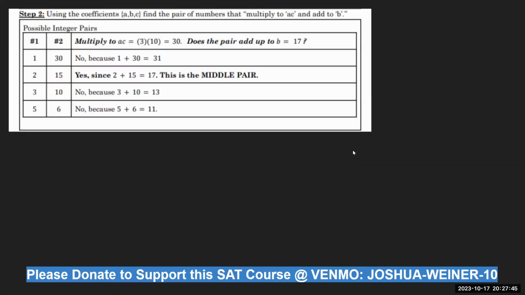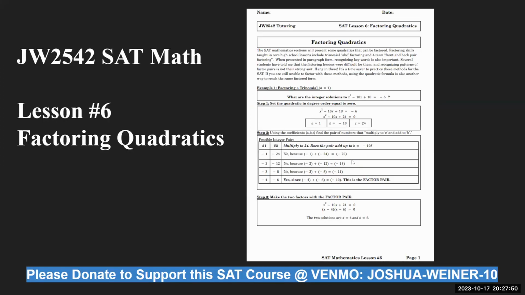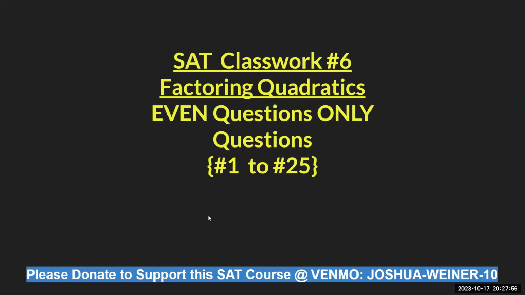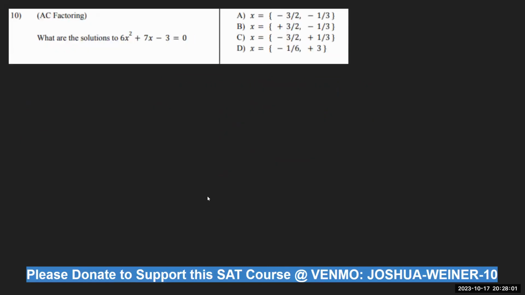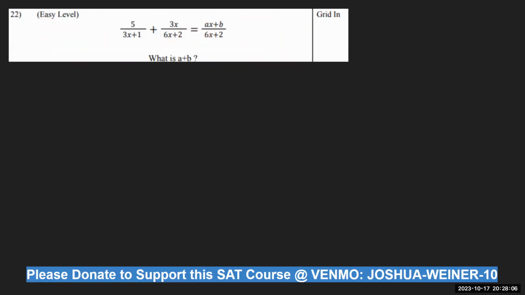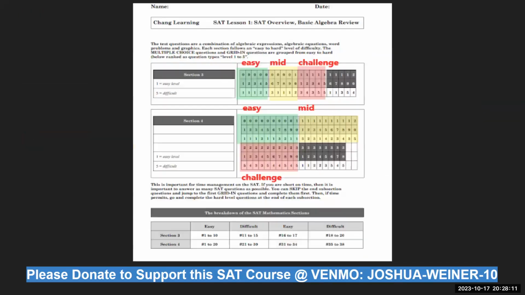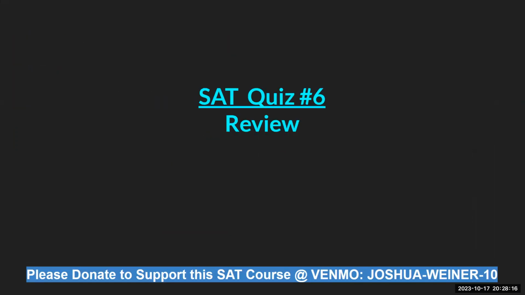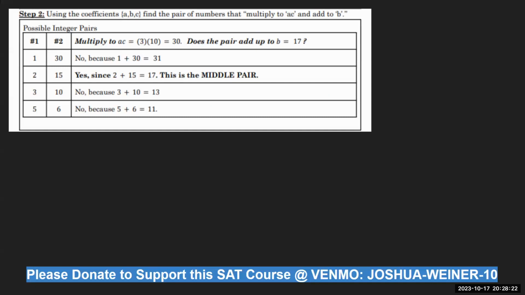The last method that you should be familiar with for the SAT... oh, sorry, did I do front and back pair factoring? Oh, I'm sorry, I changed the lesson so that it's just ABC factoring and AC factoring. Next week we will work on 4-term factoring and cubic factoring. That's right, I rewrote it. We'll do 2 more factoring techniques next week.